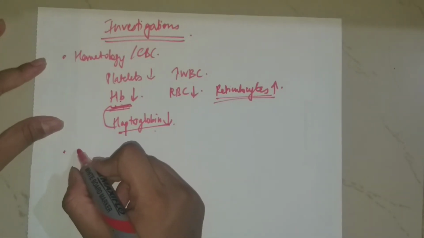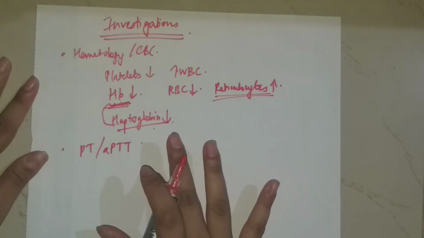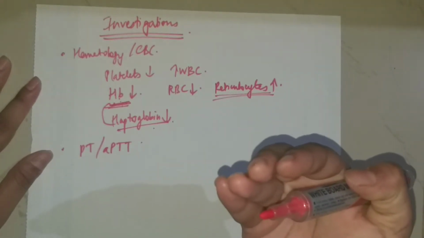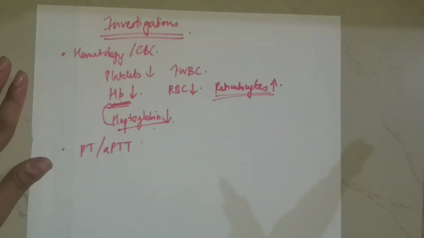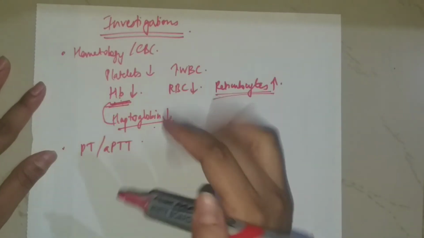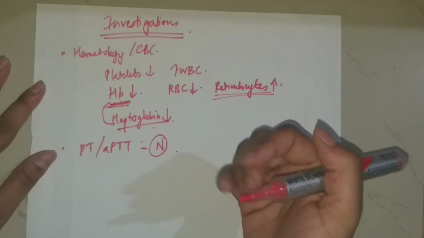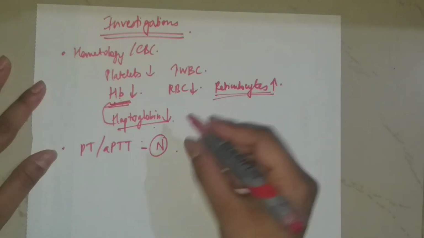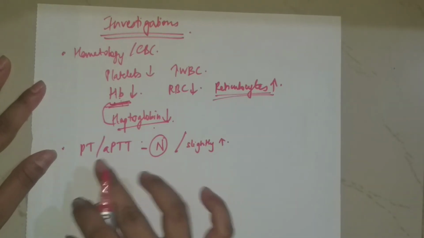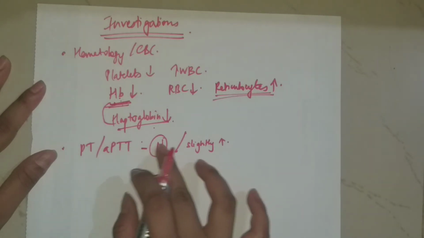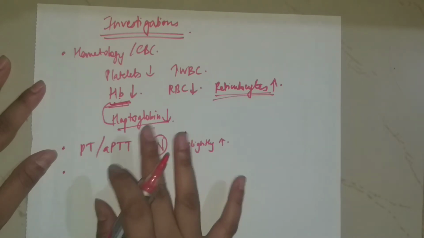But one thing which you should know, the PT and APTT, right? Now, there might be some reduction in the number of platelets, but there's nothing to do with the coagulation cascade here or the coagulation factors, nothing. So these will remain normal mostly, or they may be slightly elevated, the prothrombin time or APTT, right? But mostly they are normal.